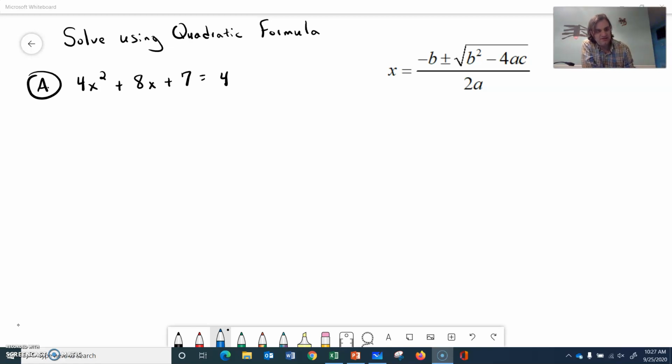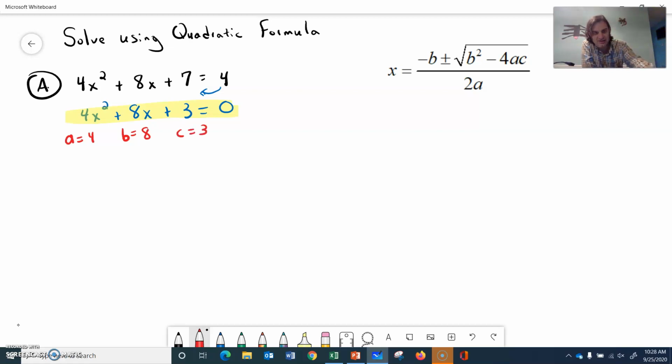And if you remember, everything needs to be on one side, so we're going to bring this 4 over. And we'll have 4x squared plus 8x plus 3 equals 0. That's what we're going to be working with. And with that, the A is 4, the B is 8, and the C is 3. So we're going to plug that into our formula.